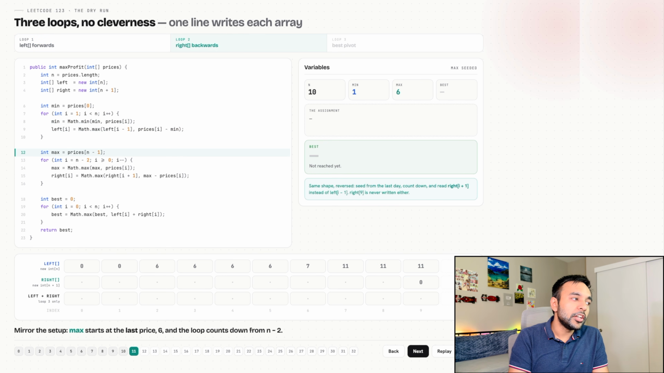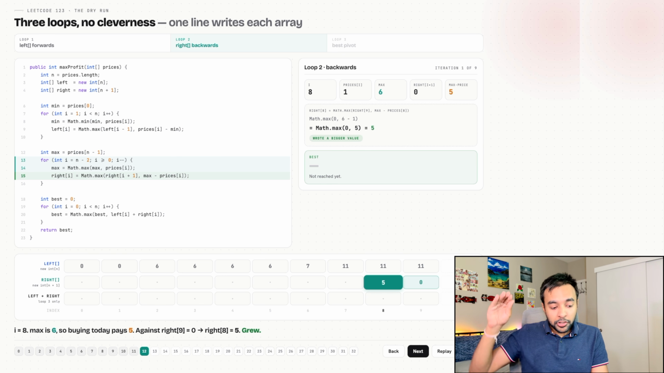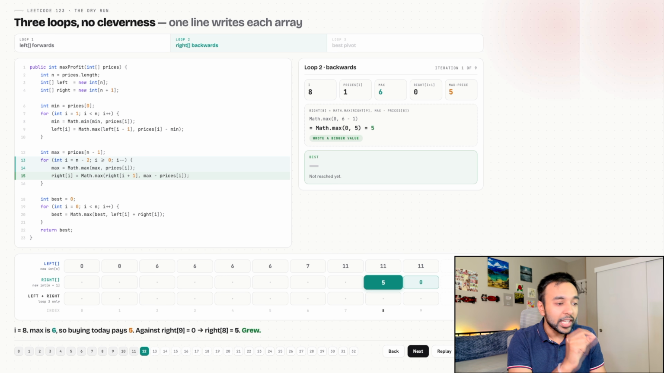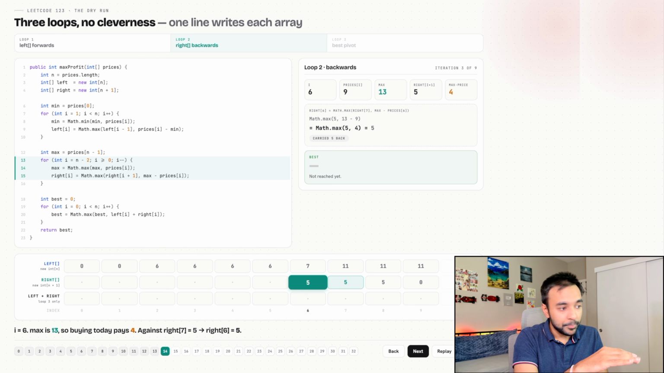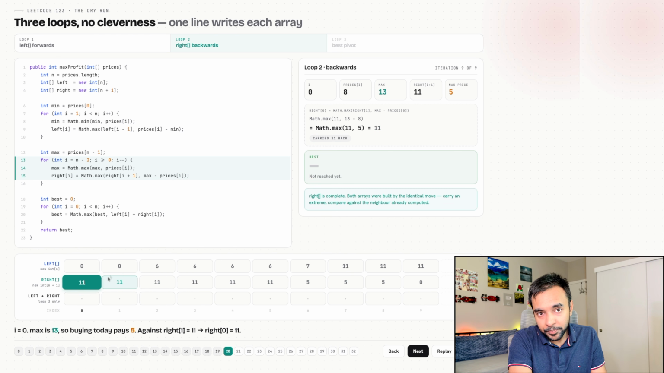Then you are going to populate your right array. And it is almost a similar concept. You look at the maximum value of a stock and the minimum that you have achieved. Then try to determine, okay, this is the maximum profit I can achieve going from right to left. You keep on iterating and you have now populated your right array.